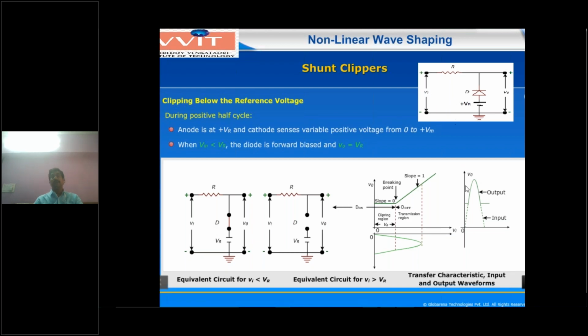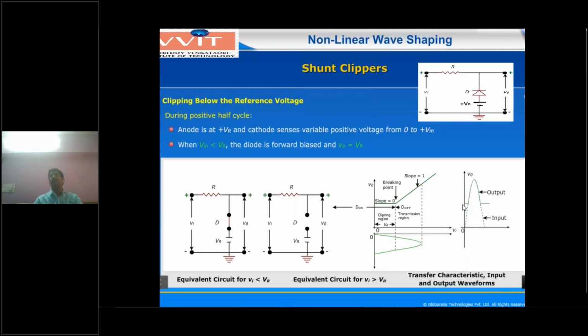For input less than the 3 volt reference voltage, the diode will be in on condition, since VR is a positive voltage and the input is at a lower voltage. Once the diode is on, it acts as a short circuit and V0 is parallel to VR. So when the input voltage is less than the reference voltage, the diode is forward biased and the output voltage V0 equals VR. For this condition, the slope equals 0. And next, the second case, Vi greater than the reference voltage.